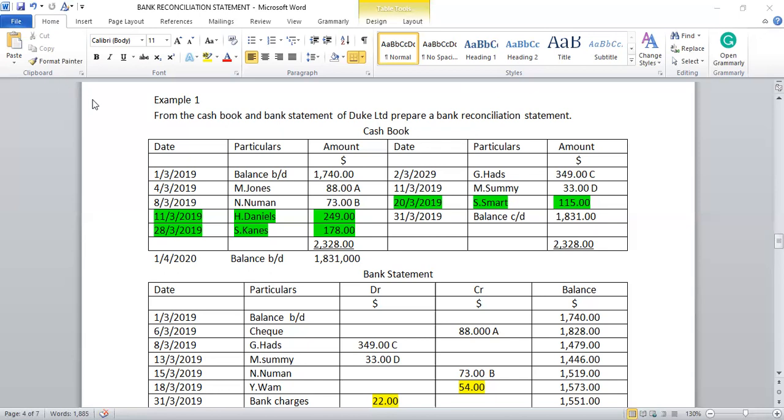So today, we are continuing with the bank reconciliation. Example one: from the cash book and bank statement of Duke Limited, prepare a bank reconciliation statement. This is the cash book. On the debit side, that is the left hand side, we have the date, particulars, and amount. On the right hand side, that is the credit side, we have the date, particulars, and amount. On the debit side, the first entry, 1st March 2019, is the balance brought down, $1,740.